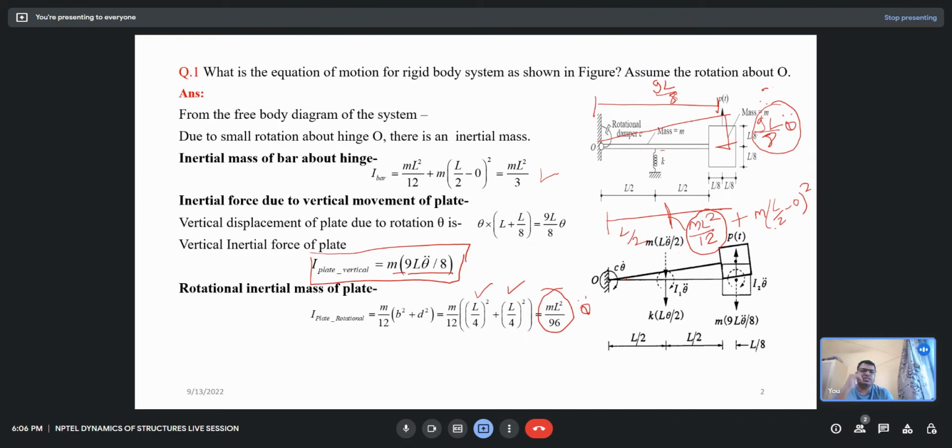Okay. So now we will write the equation of motion. We have all the steps: inertial mass, stiffness force, damping force. The stiffness force, as I told earlier, has displacement L theta by 2. So that would be k into that displacement, which is L theta by 2. Okay, so this is the stiffness force.